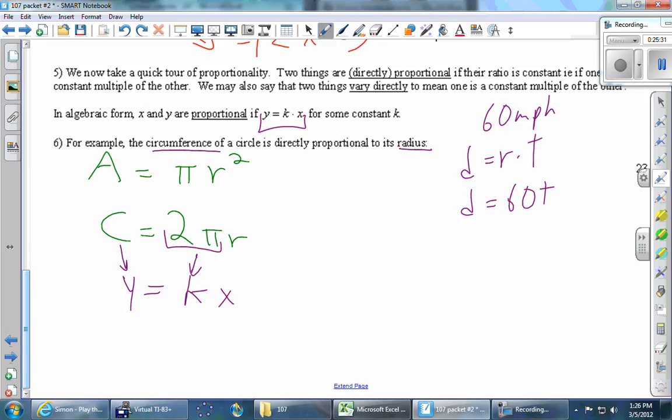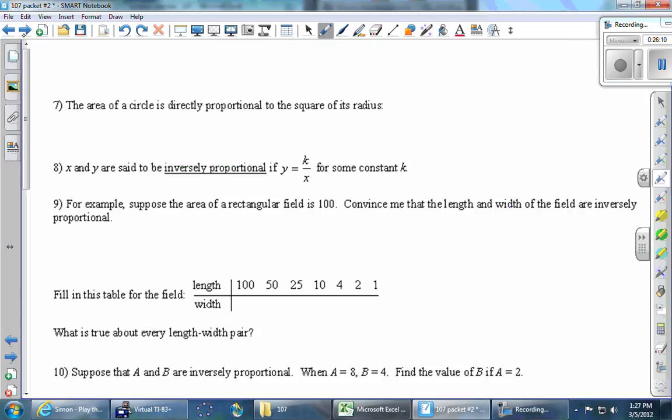Great. And what's replacing the x? Is the radius. So it looks like y equals k times x. C equals 2 pi times r. So that's an example of two things that vary directly. And when things vary directly, you get to say stuff like, if the radius were to triple, the circumference would triple. If the radius got multiplied by 8, the circumference would get multiplied by 8. If you took 3 times as long to make a trip, your distance would be 3 times as long. This is what happens when things vary directly. You can say really nice statements that are true.